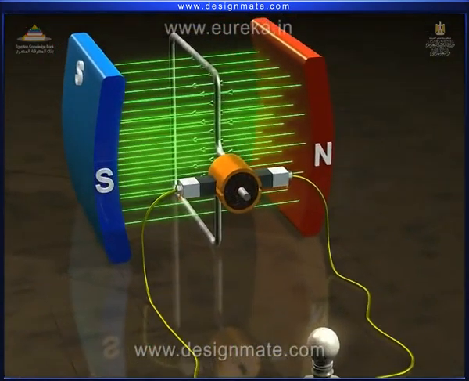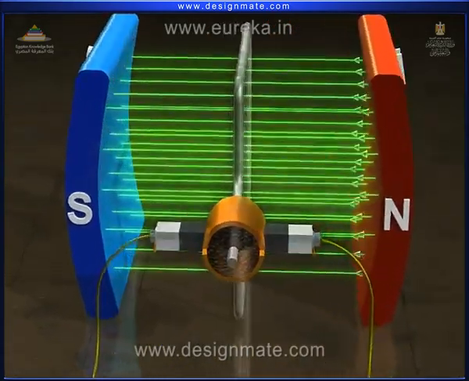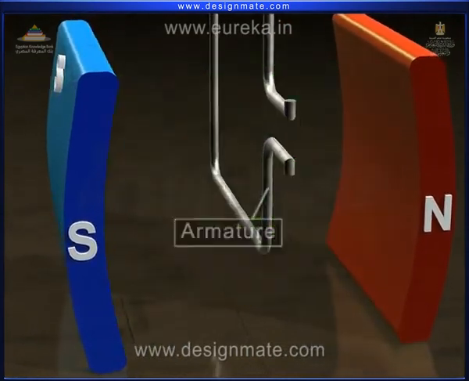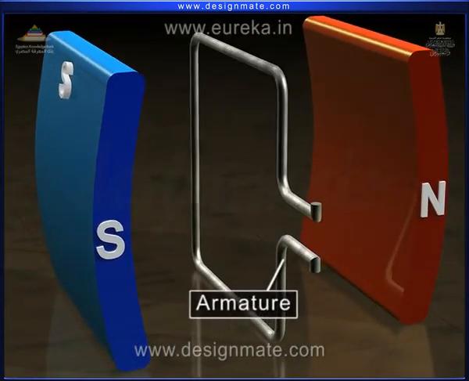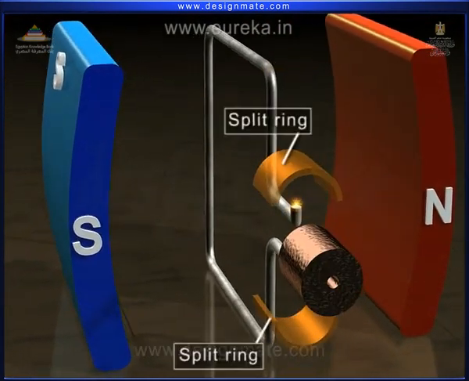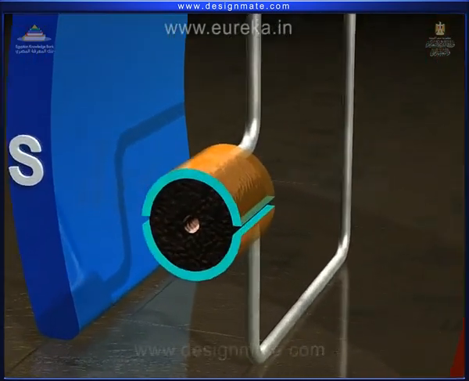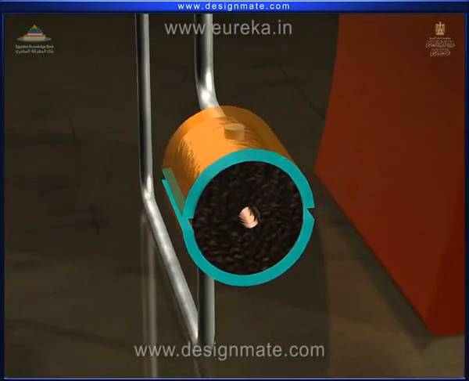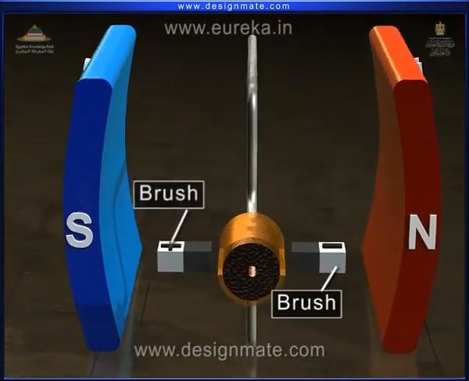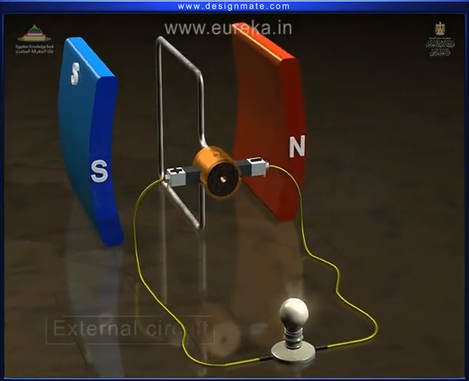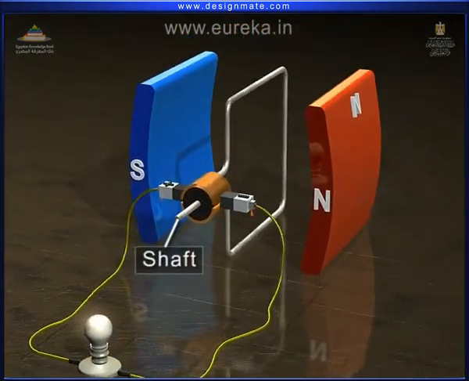Here we can see the schematic picture of the DC generator. The field magnet produces a magnetic field, where the armature is kept. The two ends of the coil are connected to the split ring commutator. Each end of the coil is connected to one half of the commutator, to which the brushes are attached. The external circuit is connected through the brushes. A shaft is connected to this assembly.